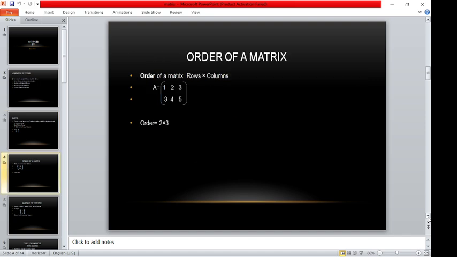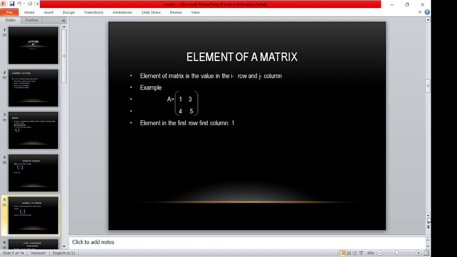We are going to define the order of a matrix. The order of a matrix is given by the number of rows times the number of columns. Matrix A has elements 1, 2, 3, 3, 4 and 5. The order of that matrix is 2 by 3, where 2 is the number of rows and 3 is the number of columns.